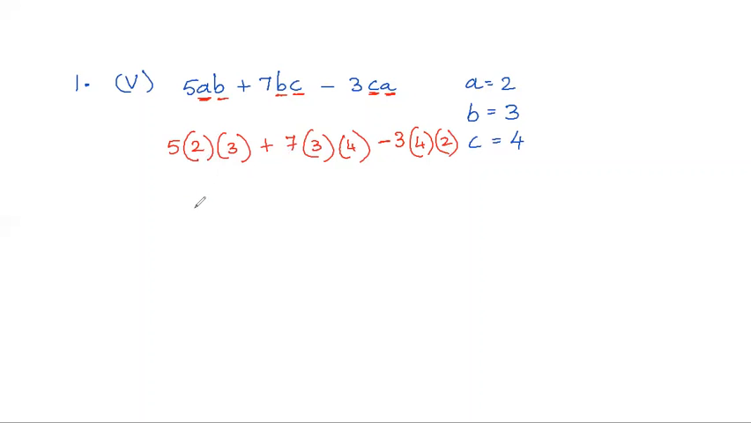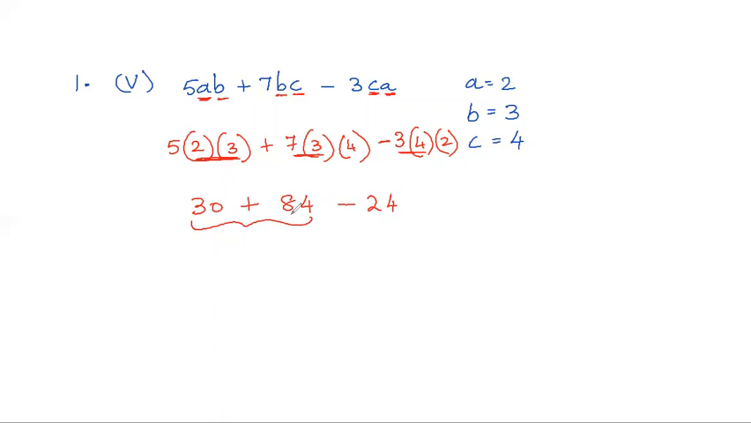So here it is 5 times 2 into 3 is 6. 6 5s are 30. Plus, here it will be 21 4 times. 7 3s are 21. 21 4 times will be 84. Minus, here 3 4s are 12. 12 2 times 24. Minus 24. So now this has come out to be an algebraic expression. So add all positive values together.